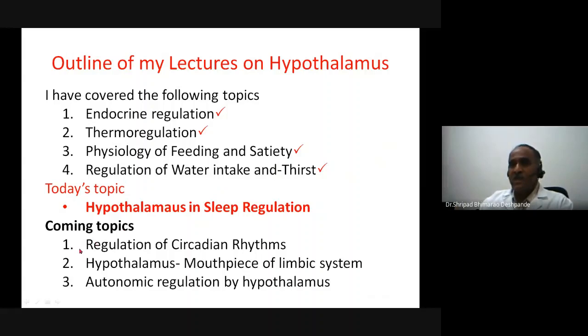In subsequent classes, these are the topics I have in mind, which I will cover in the coming lecture series: the regulation of the circadian rhythm, the hypothalamus as a component of the limbic system, and autonomic regulation by the hypothalamus. Now, let us consider the topic of hypothalamus in sleep regulation.